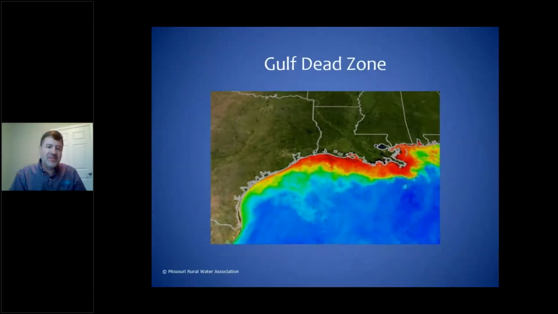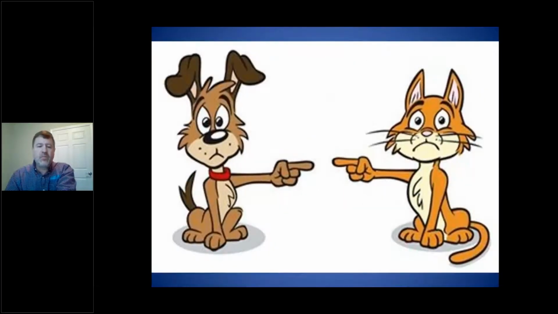So this is a repeat a little bit from Chris, but this dead zone gets a lot of attention, and this is a big deal. This happens every year. This is very much preventable. It does not have to be what it is, but this is nitrates and phosphorus that are causing this. And I'll try to get a little bit more of my opinion and where I think it's coming from, what's happened.